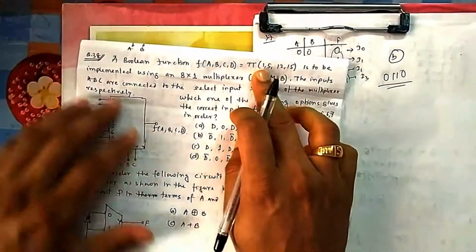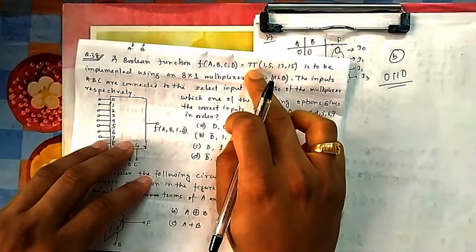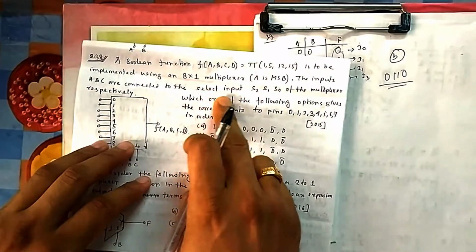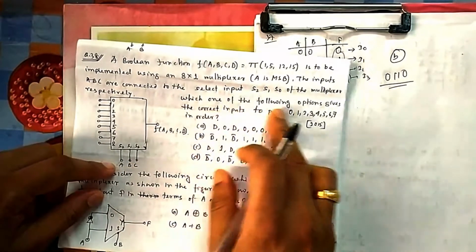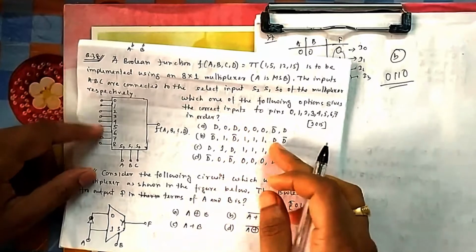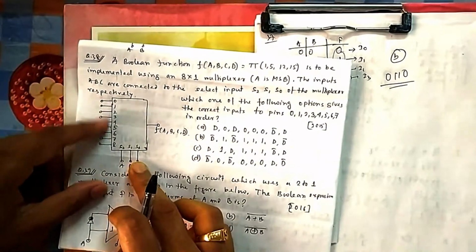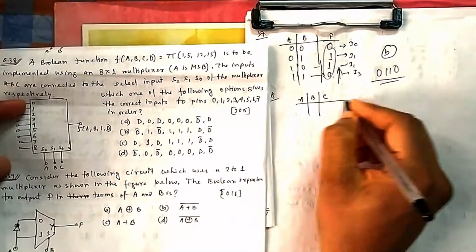A Boolean function is to be implemented using an 8x1 multiplexer, where A is the MSB. You can see it is pi notation, so it is a product of sums. The inputs ABC are connected to the select inputs S2, S1, S0. Which one of the following options gives the correct input to the pins in order? What kind of input should you give? Because it is ABCD, ABC is there, so D will also come into the selection lines. So let me write ABC, then this is D.